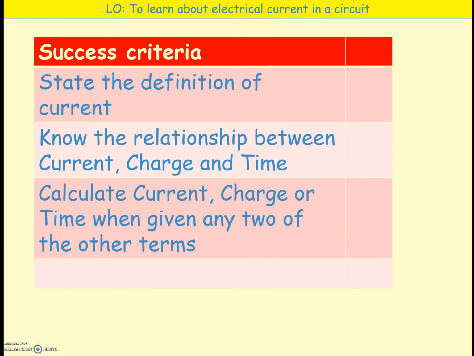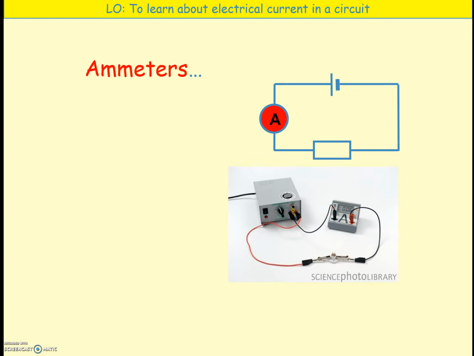So, our success criteria is to state the definition of current, to know the relationship between current, charge, and time, to calculate current, charge, or time when given any two of the other terms.